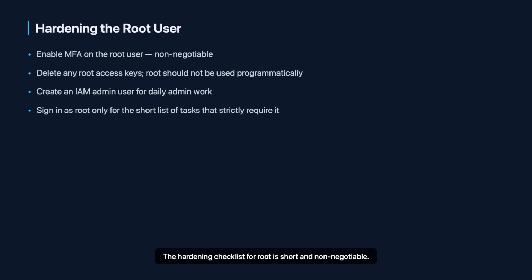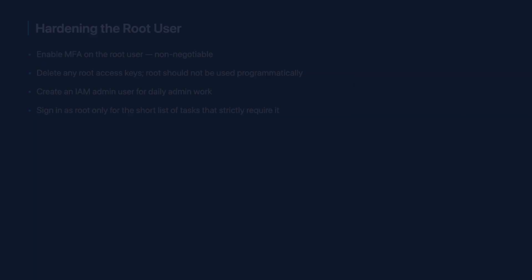The hardening checklist for root is short and non-negotiable. Enable multi-factor authentication on the root user. Delete any access keys that exist for root. Programmatic use of the root user is just asking for trouble. Create a separate IAM admin user for your daily administrative work, and then sign in as root only when a specific task strictly requires it. Amazon Web Services' own guidance says, in plain language, don't use the root user for your everyday tasks.